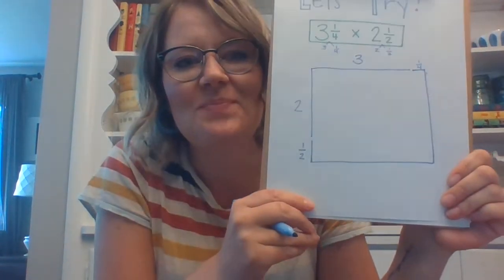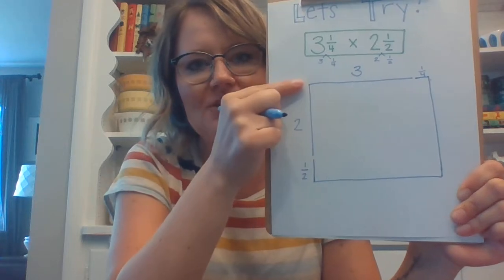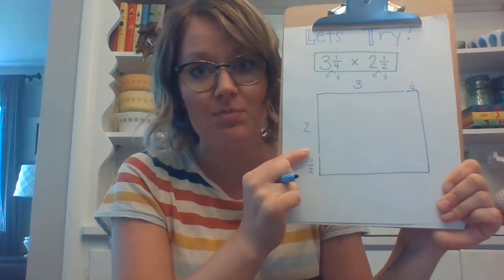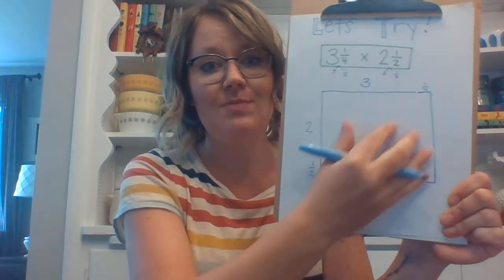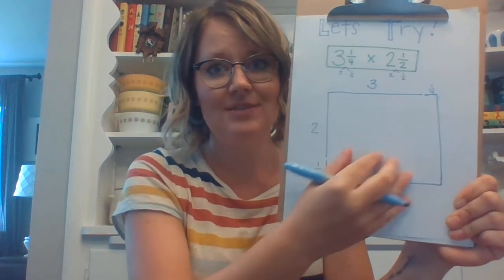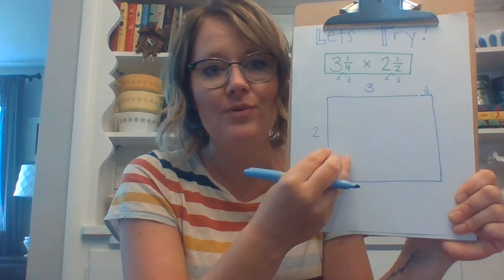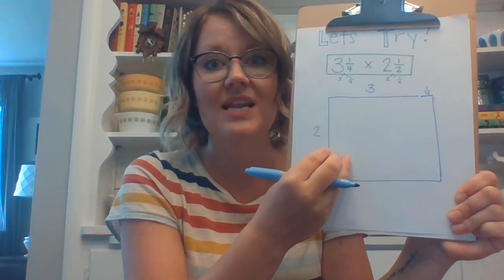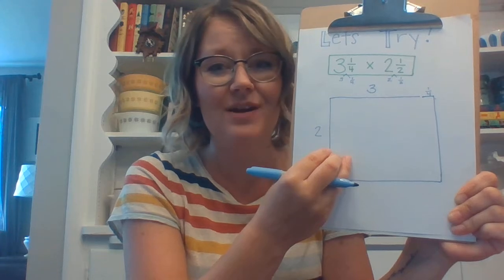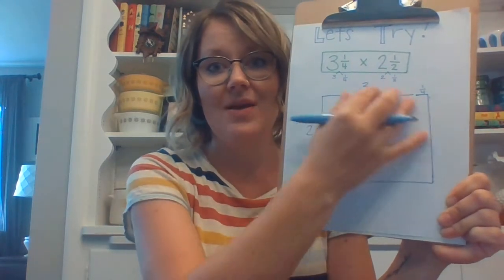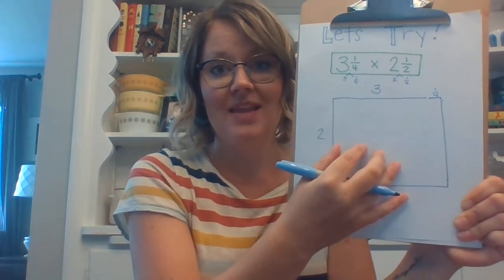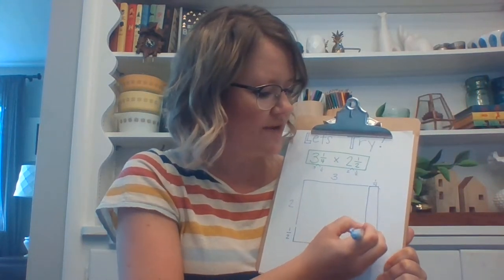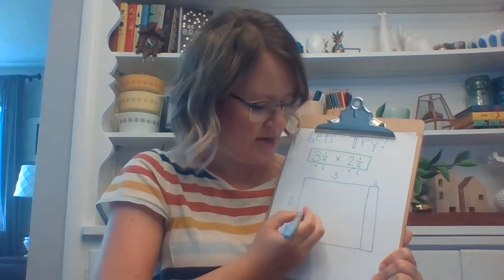Okay, so this rectangle has the dimensions 2.5 by 3 1/4. And if I multiply those dimensions together, that's going to give me the area, the inside amount. The problem is I don't know how to multiply a mixed number times a mixed number, so I would rather break it into parts that I do know how to do and find different areas of this rectangle and then put them together. So I'm going to break it apart, and I'm going to find these 2 areas.